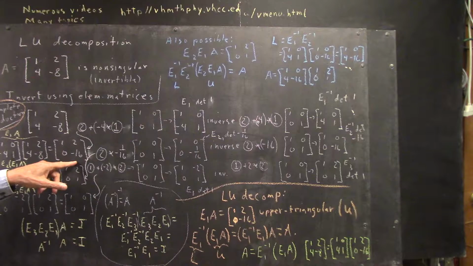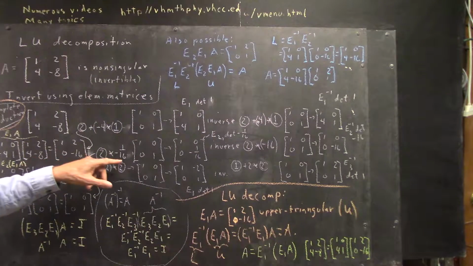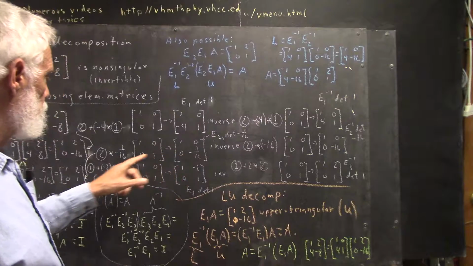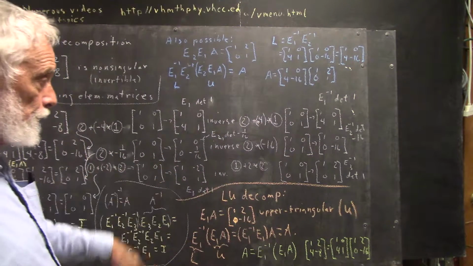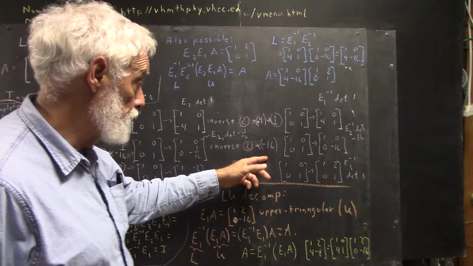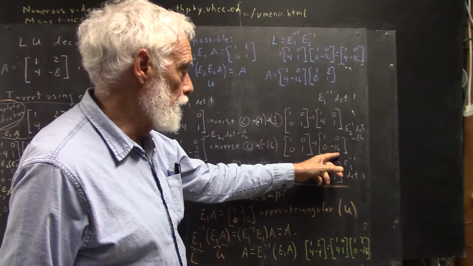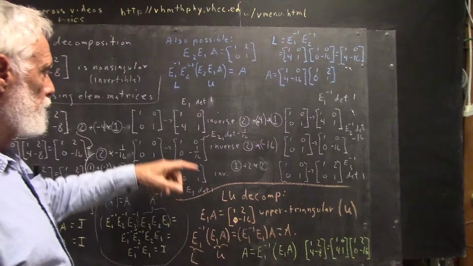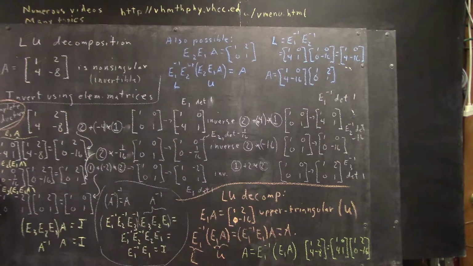This matrix, next step in the reduction, let's make that a 1. Divide or multiply the second row by -1/16. If we do that to the identity matrix, we get this. And of course, the thing that undoes that is to multiply the second row by -16. And if we do that to the identity matrix, we get this. So here's our inverse elementary matrix. Here's our elementary matrix for this step.